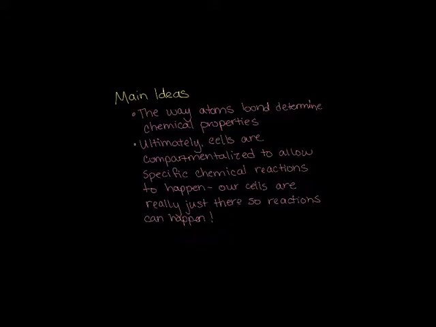And when it all comes down to it, what we're really thinking about is how do different chemical reactions happen? How do chemicals bond? Because the way that atoms bond and their chemical properties are going to determine what else happens with them biochemically. And at the end of the day, all cells are just compartments to separate all the different reactions that happen in your body. So really, cells are just sacs so that reactions can happen on their own.